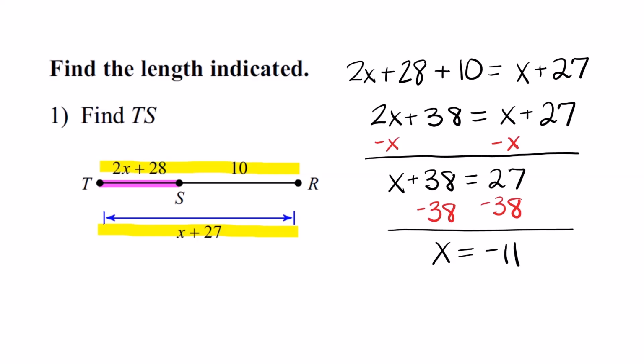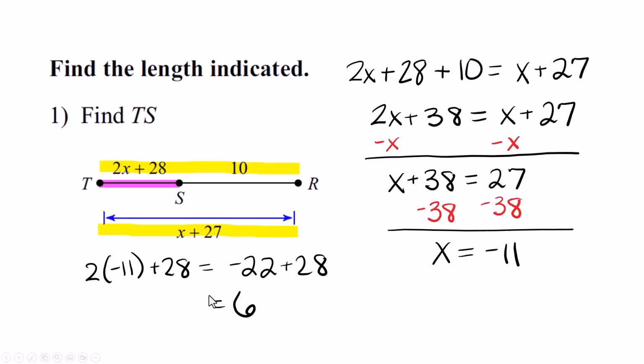Yay! Are we done? Yeah, you're probably going to get that wrong if you stop here, but you didn't do anything wrong. It's just, I want to know how long this pink piece is right over here. So I'm going to pop that in there: 2 times negative 11 plus 28. So we get negative 22 plus 28, and we end up with the answer 6. So TS equals 6. That is finishing the problem. Negative 11, not wrong, just not finished.